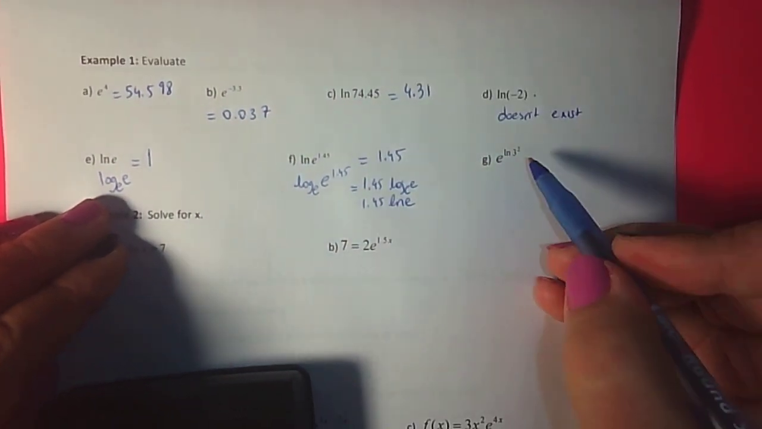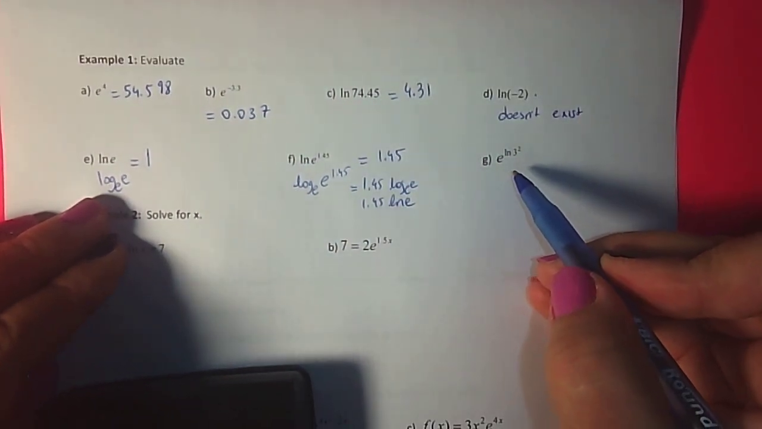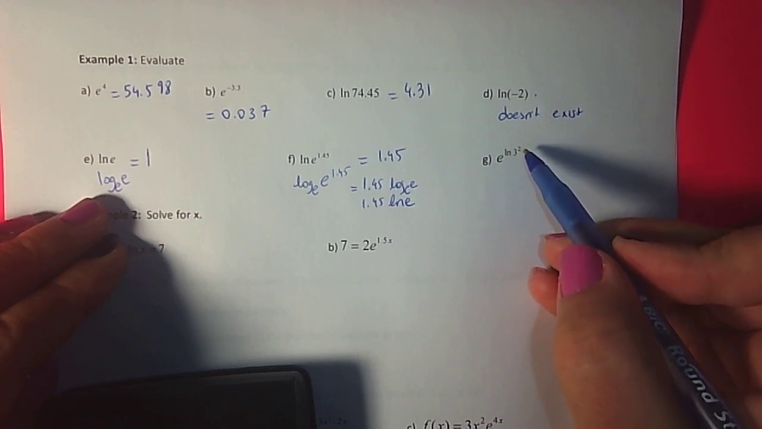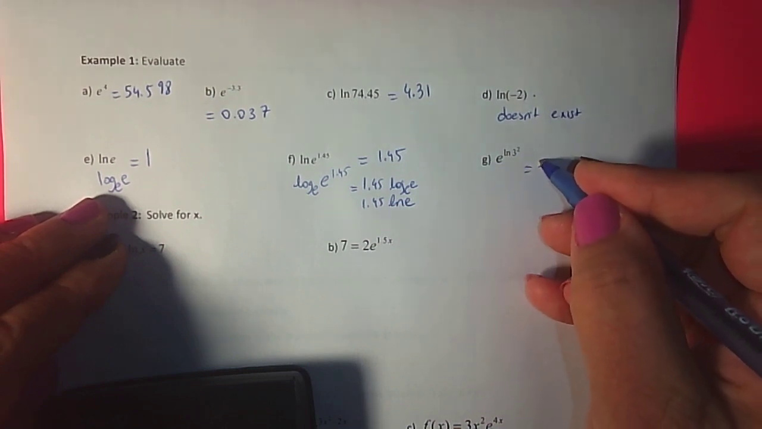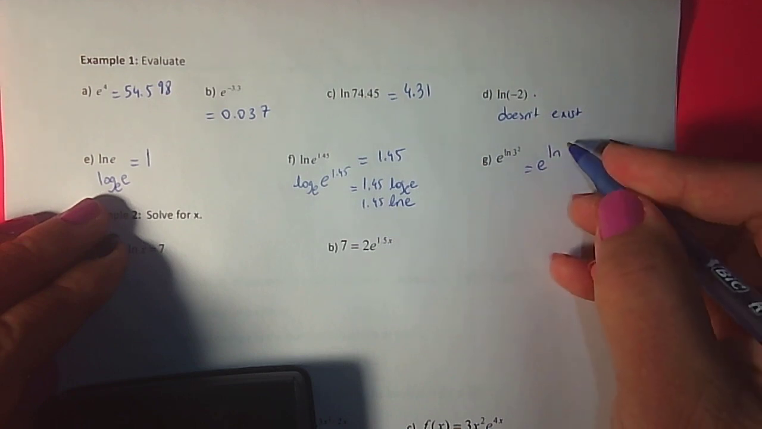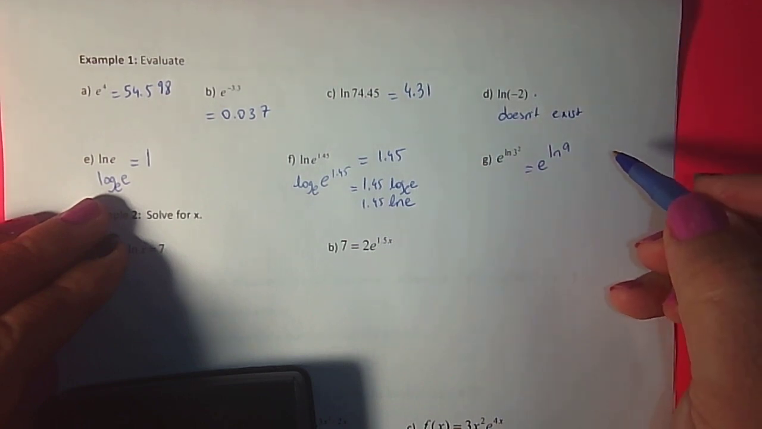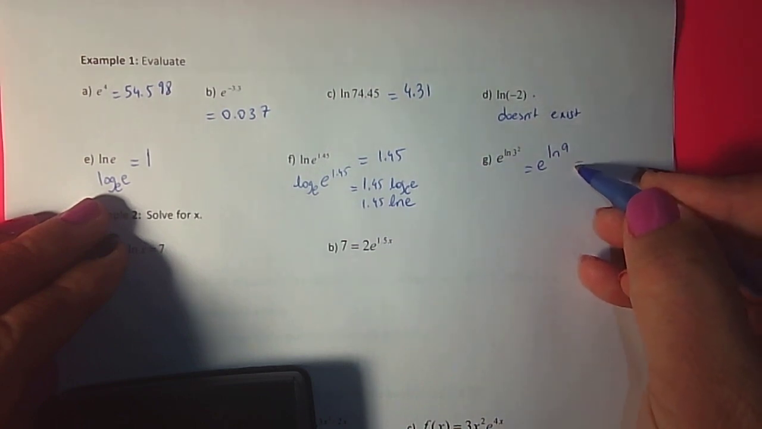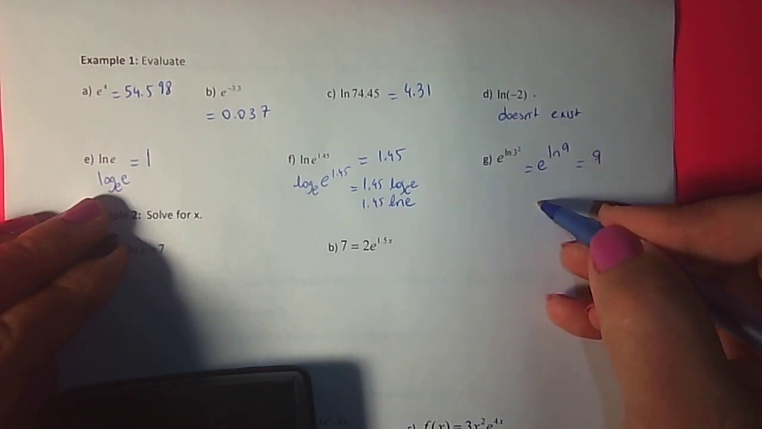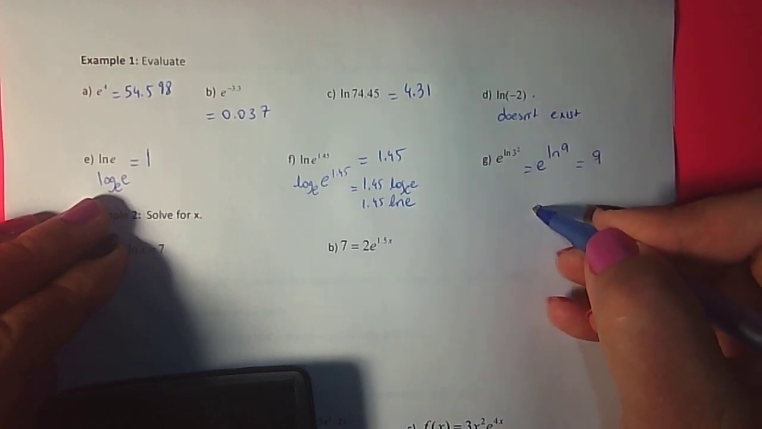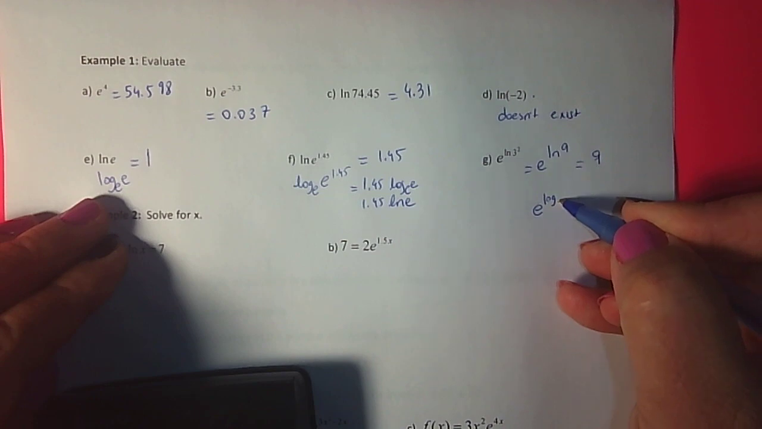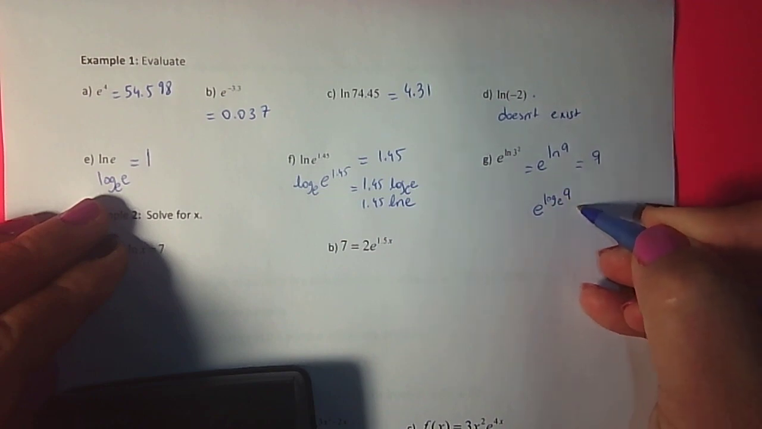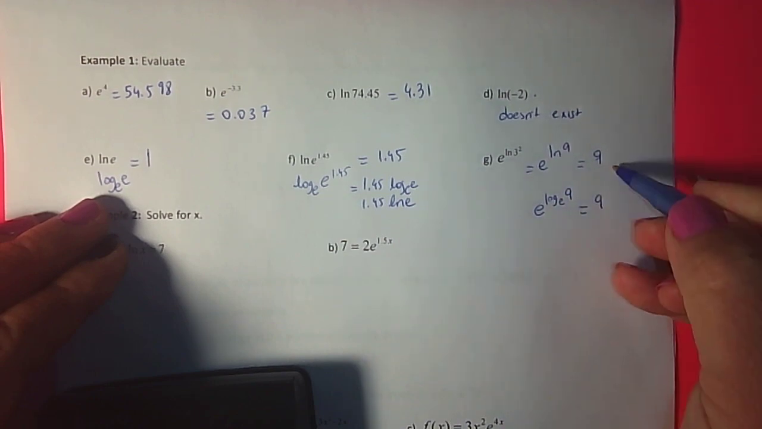Okay. How about if you have e to the power of ln 3 squared? So this is e to the power of ln 9, and this is going to be equal to 9 using the shortcut. Again, let's remember, if you have e to the power of log base e of 9, this gives you 9.